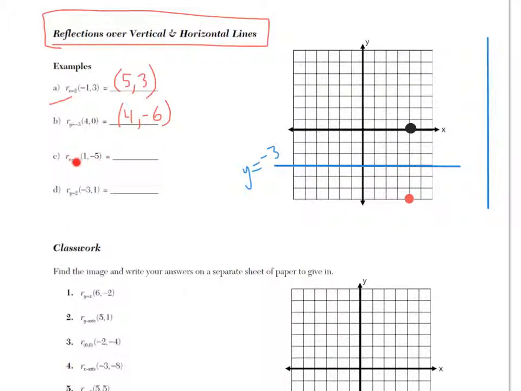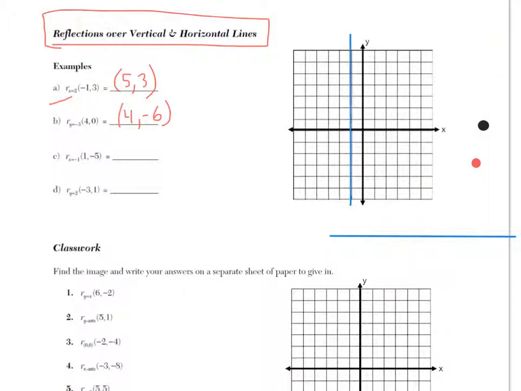All right, next question. For reflecting about x equals -1, let's clear my board here and move these points off of my grid. Okay, let's draw the line at x equals -1. That's a vertical line at x equals -1. And let's plot the point 1, -5. 1, 2, 3, 4, 5.